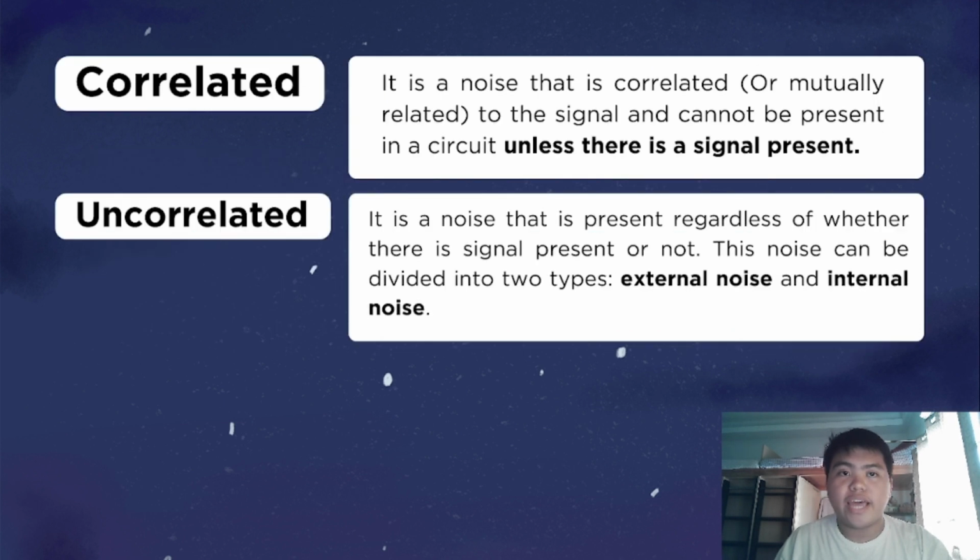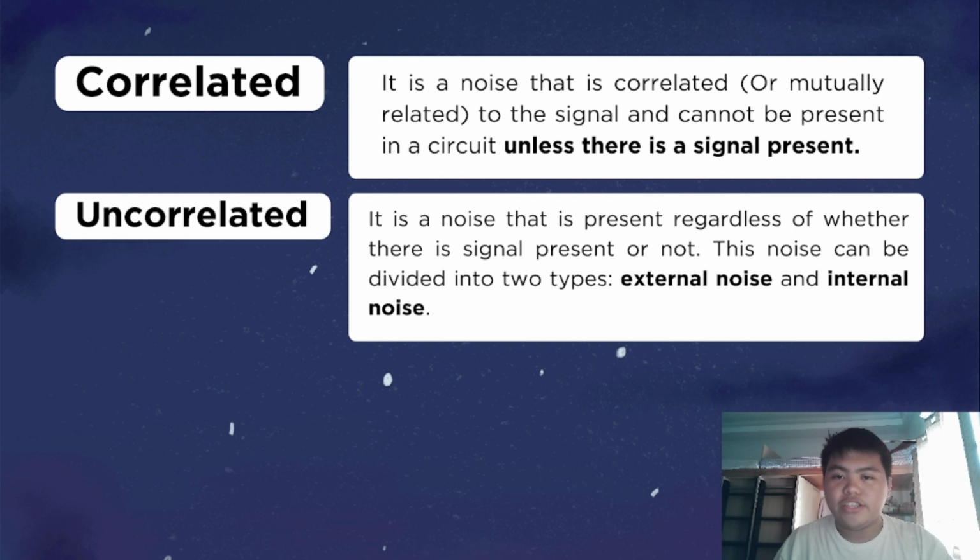So there are two categories of noise, namely correlated noise and uncorrelated noise. Correlated noise is a noise that is mutually related to the signal and cannot be present in a circuit unless there is a signal present. In short, it is directly proportionate to the signal present in a given circuit, thus, no signal present, no noise.